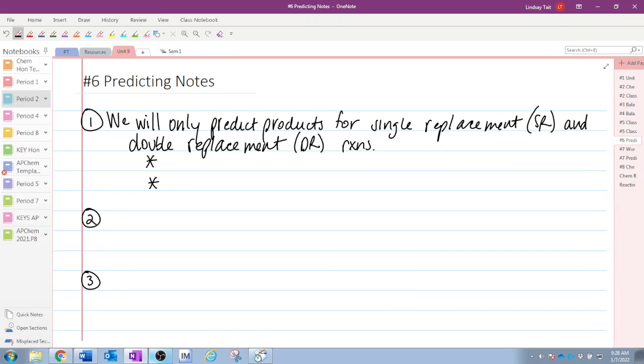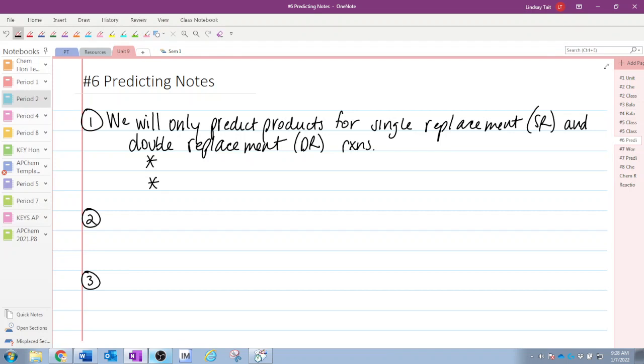In chemistry honors, we are only going to be predicting products for single and double replacement reactions. You will not be predicting products for synthesis reactions. You would not be predicting products for decomposition reactions. That's a much more difficult task to accomplish. In fact, we don't even do much of it in AP chemistry anymore. There's just more things you have to look into and consider.